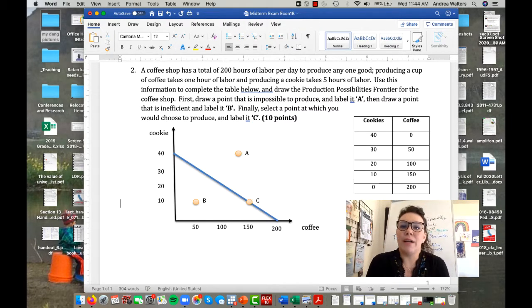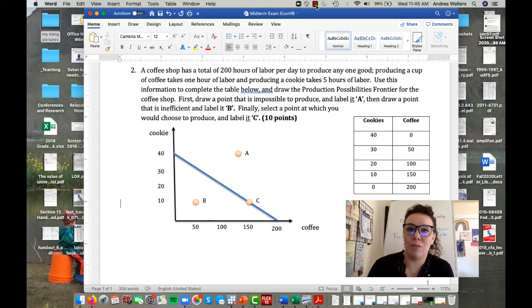And that's my choice. And that's one of the points of this, right? Any point along that PPF is efficient. If you don't like cookies, you could do all coffee. If you don't like coffee, you could do all cookies. That's it. Pretty straightforward, right? So that is the graphing portion of the midterm. So now let's take a look at some of the multiple choice problems that people had questions about.